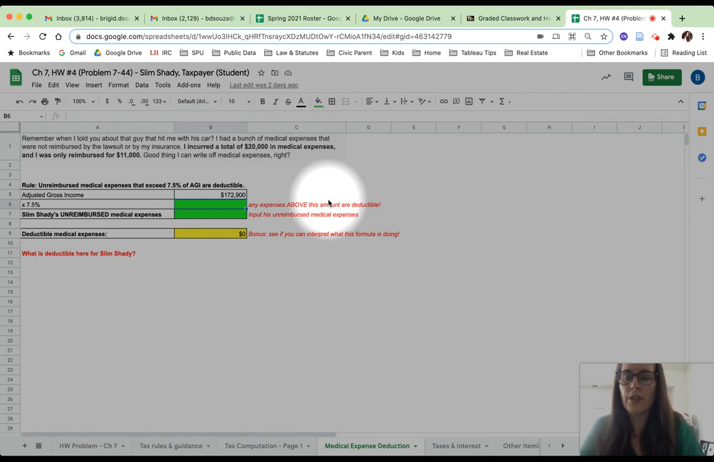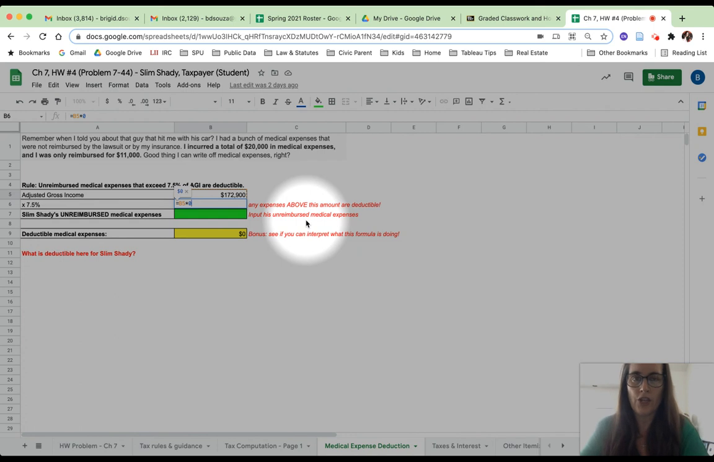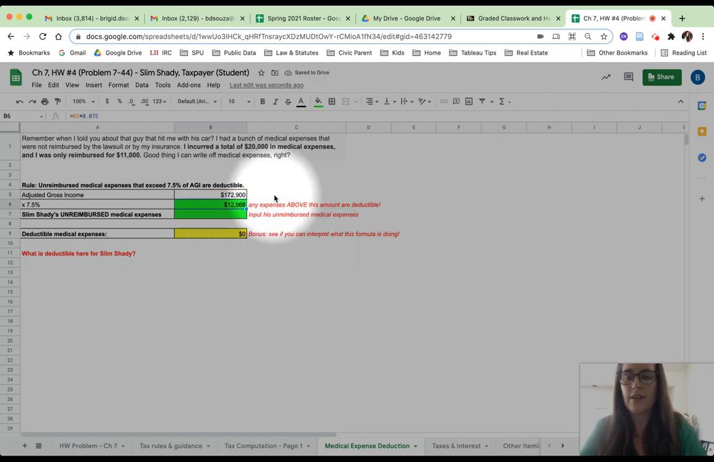We are told that 7.5% of AGI, of adjusted gross income, is a threshold here. So let's first figure out what 7.5% of AGI is. I'm giving you the answer that AGI is 172,900. That's in the problem, but I want to make that clear so you don't have to focus on AGI. I want you to focus specifically on itemized deductions. So 172,900 times 0.075, and we see that 7.5% of Slim Shady's adjusted gross income is $12,968.